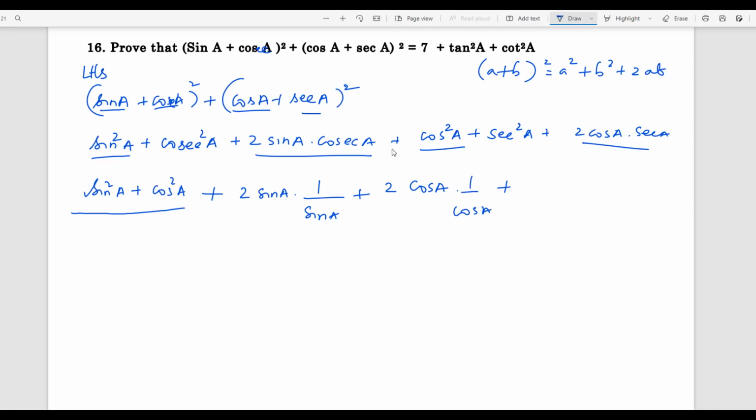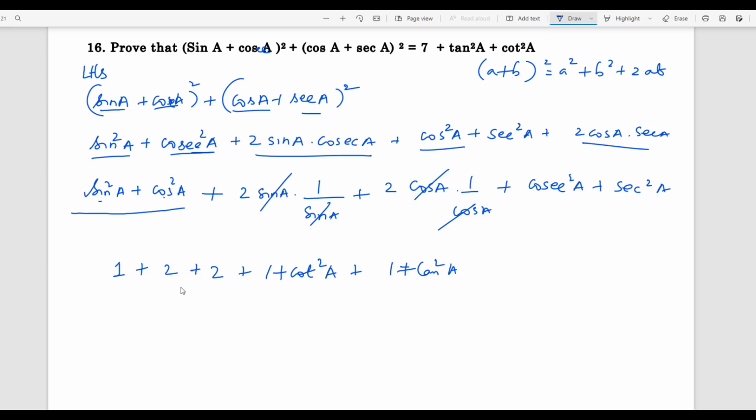What is remaining now? Cosecant square A plus secant square A. Now sin A, cos A will get cancelled. Sin square A plus cos square A is 1. So 1 plus 2 plus 2 plus cosecant square A. Using the identity, cosecant square A is 1 plus cot square A, and secant square A is 1 plus tan square A. Now add all the constants: 1 plus 2 is 3, 3 plus 2 is 5, 5 plus 1 is 6, 6 plus 1 is 7, 7 plus tan square A plus cot square A, which is equal to the RHS.